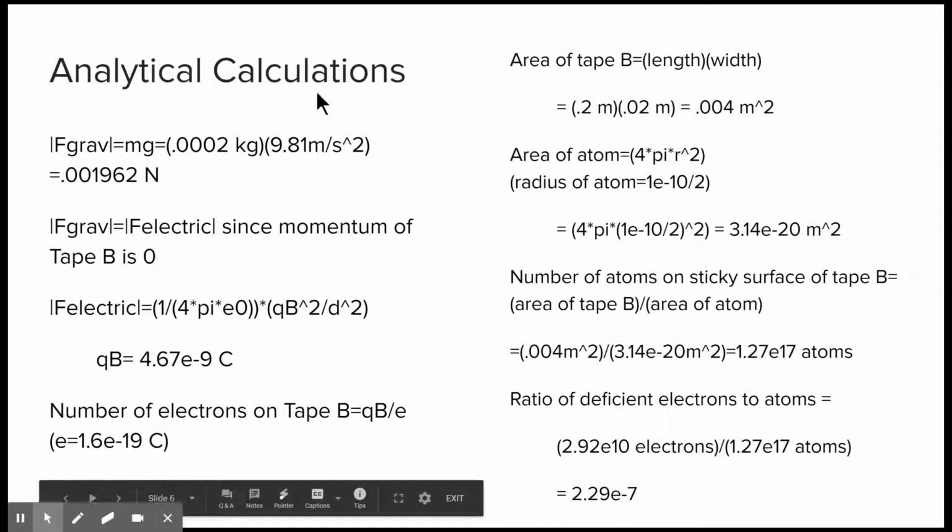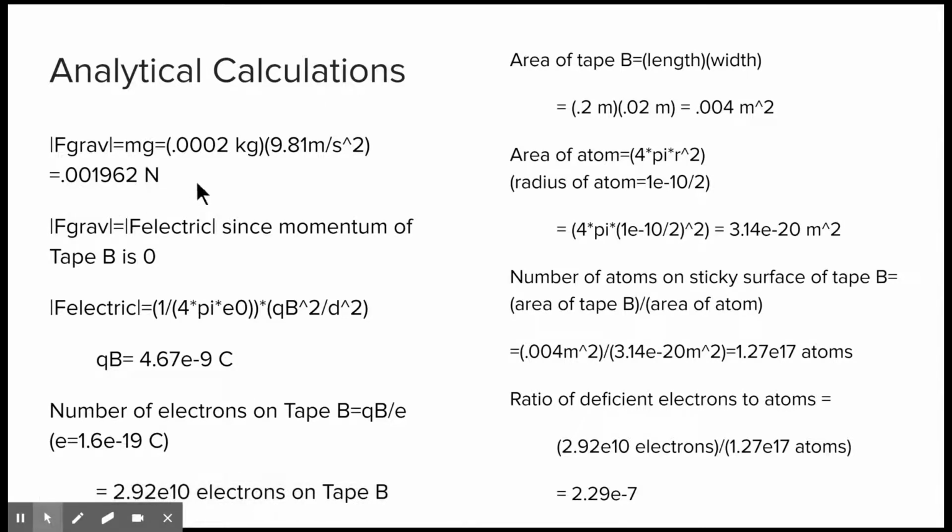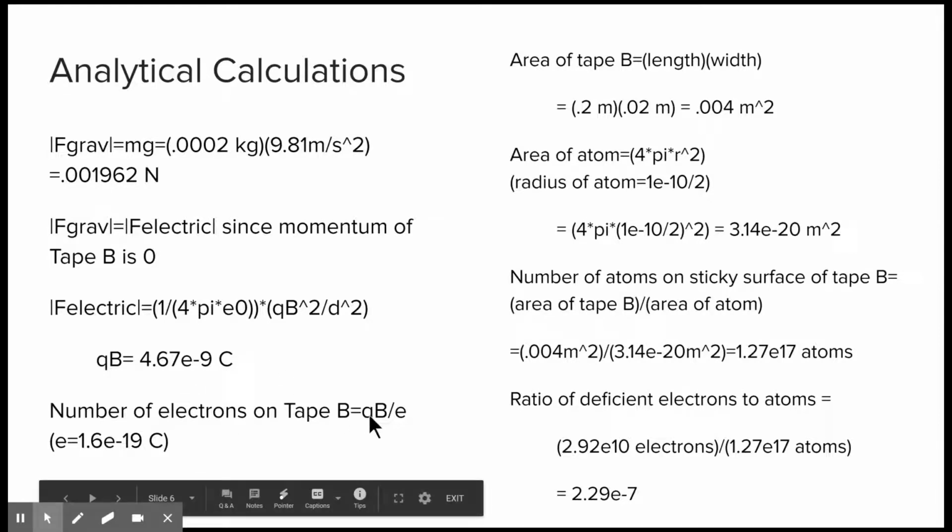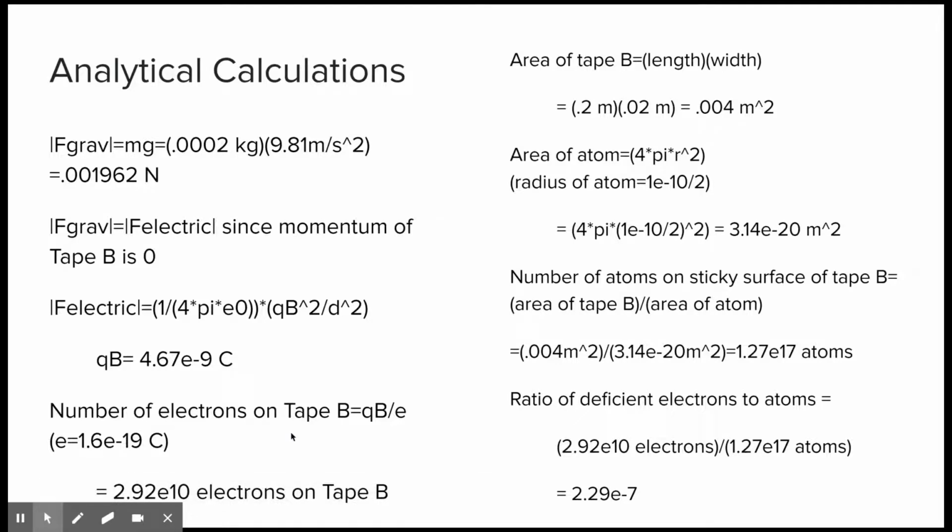The gravitational force on tape B is 0.001962 newtons. Since the gravitational force equals the electric force, I was able to find that the charge on tape B is 4.67 times 10^-9 coulombs. And using the formula, the charge of QB over e, with e equaling 1.6 times 10^-19, I found that the number of electrons present on tape B is 2.92 times 10^10.